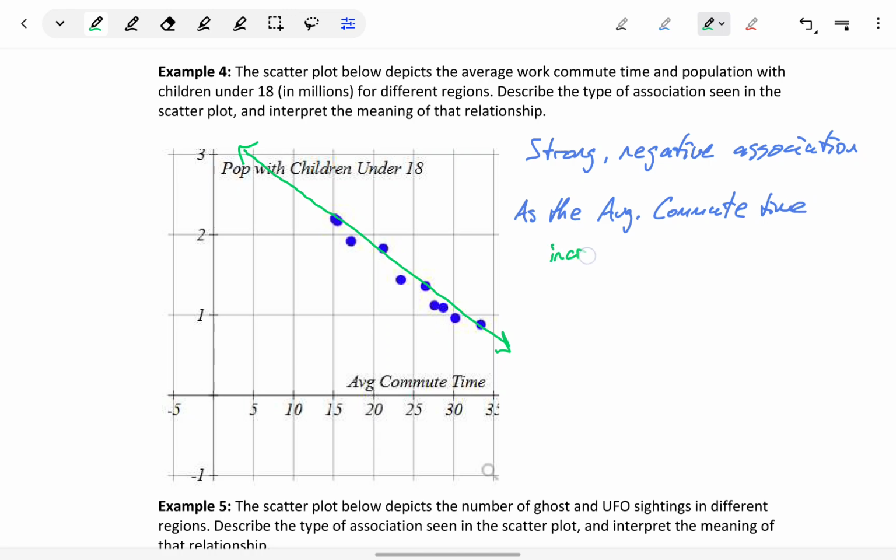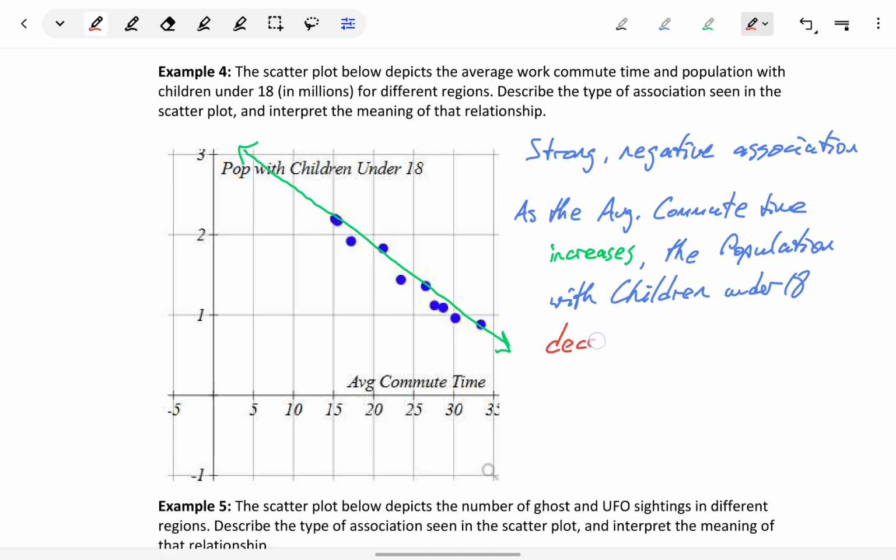increases, so as our x variable increases, the population with children under 18 follows the opposite behavior, because as we read from left to right, x is increasing but y is decreasing. So these two variables change in the opposite direction. As one increases, the other decreases.